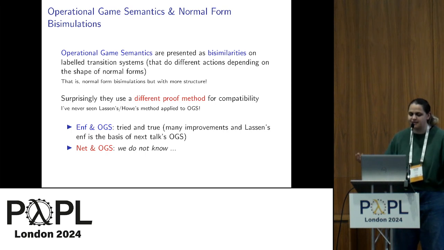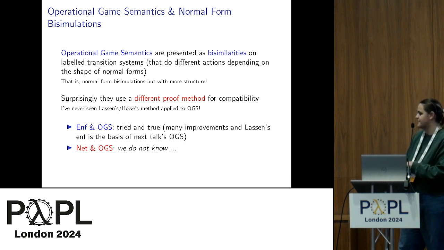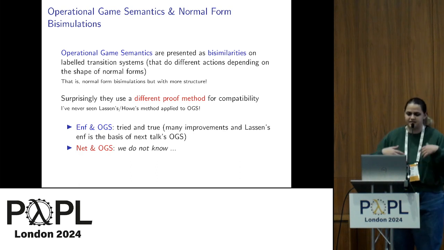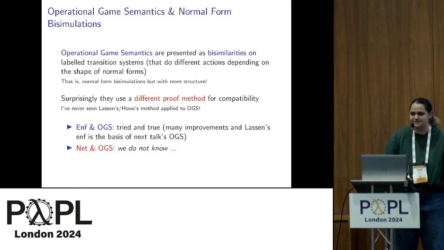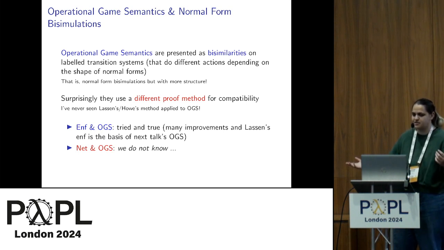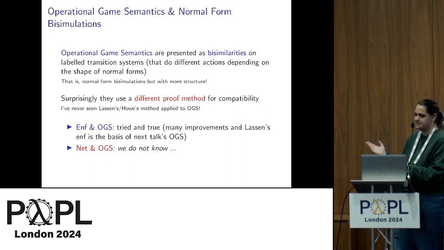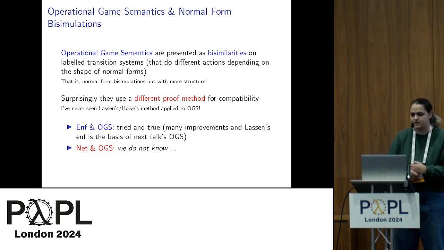I'm surprised that they use a different method for compatibility. I've never seen Lassen's or Howe's method used in operational game semantics. And so for env and operational game semantics, Lassen's bisimilarity has been really studied in OGS, and improved. I think the base of the next talk is Lassen's bisimilarity. But we do not know what the relationship is between operational game semantics and net bisimilarity, the new bisimulation we've introduced.